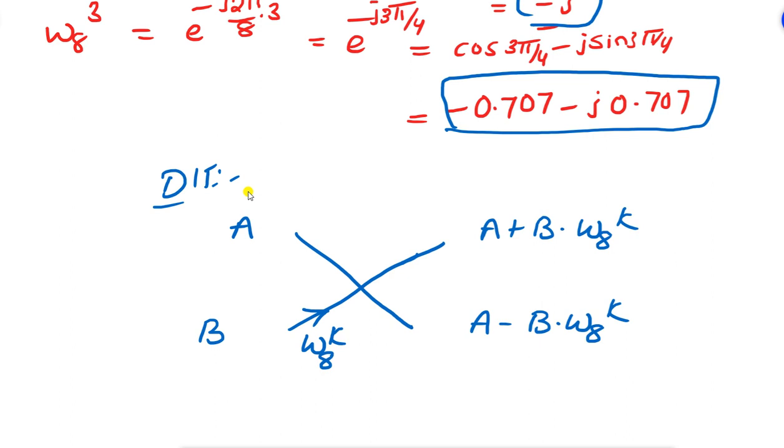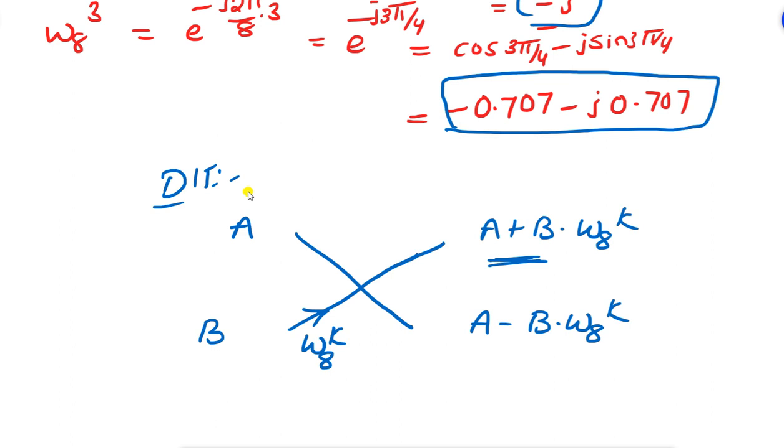That means the twiddle factor first should be multiplied with B. This product is added with A once, and that is the final result at the top side. And once it is subtracted: the product is subtracted from A, so that is A minus B into W8K.